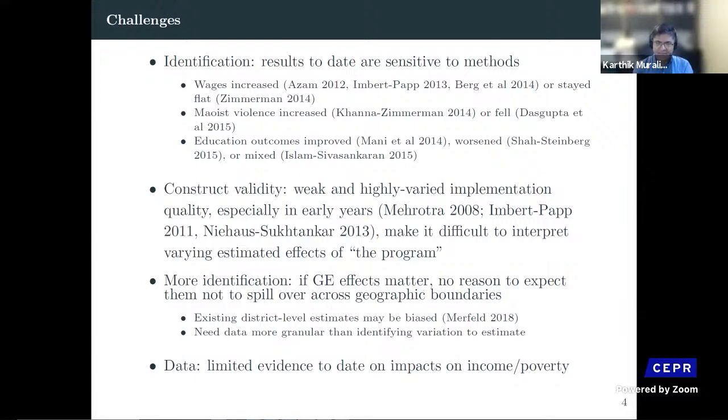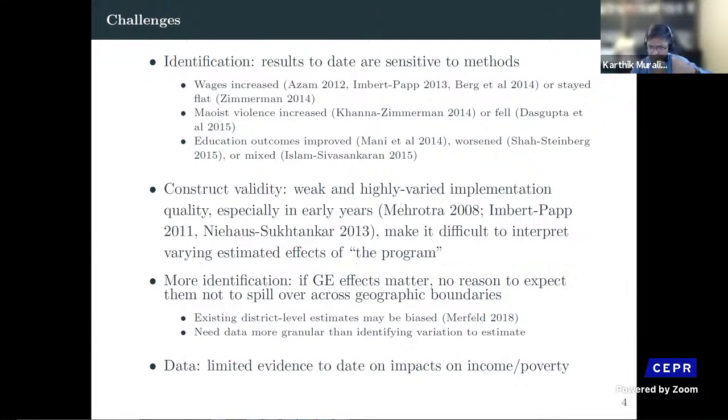But what's kind of vexing about the literature is that the results are kind of all over the place, right? You have perfectly sensible papers that show that wages increased and others that find that they stayed flat. You have increase in violence in some papers, reduction in others. You have education improving in some, worsening in others, or mixed. And the reason is each of these papers is actually perfectly well done. The problem is that it depends on what method you're using.